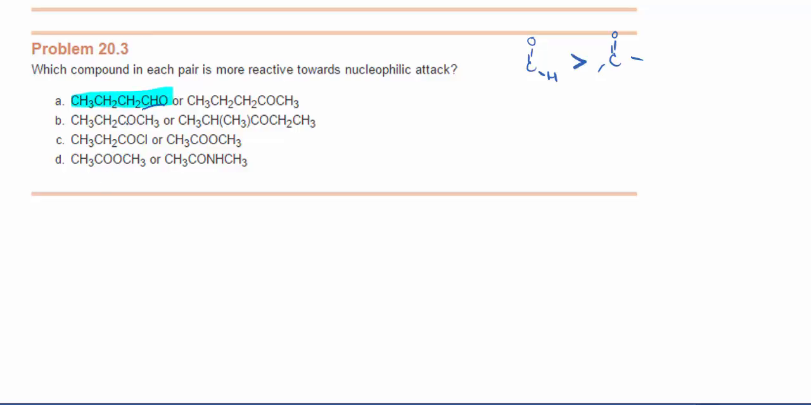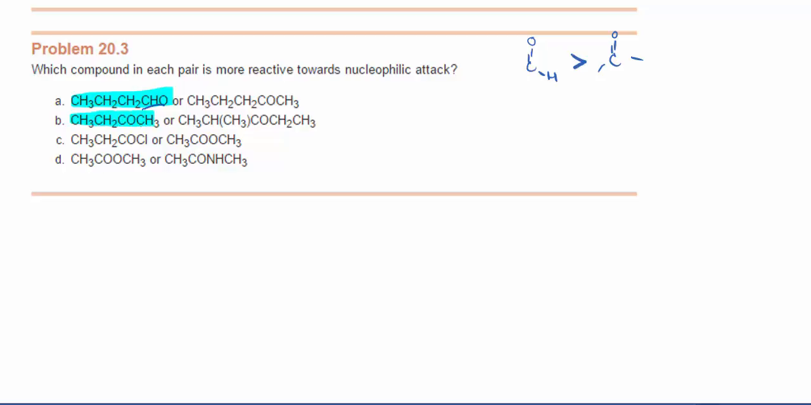Now in the second one, we have a ketone here, not an ester. And here we also have a ketone. So now we need to analyze this for leaving groups. Remember, the better the leaving group, the more reactive. Also, the less hindered, the more reactive. This ketone has a methyl and an ethyl. This ketone has an isopropyl, and it has an ethyl. So this is going to be less hindered. Less hindered is more reactive.